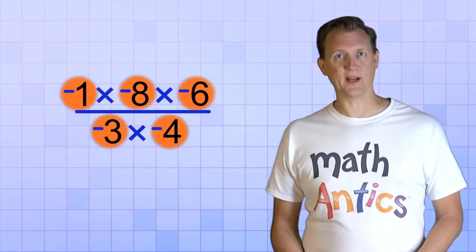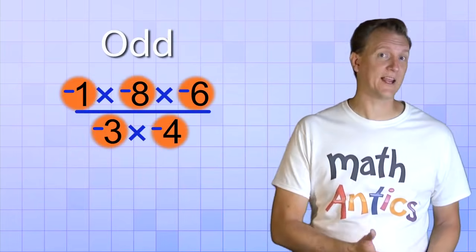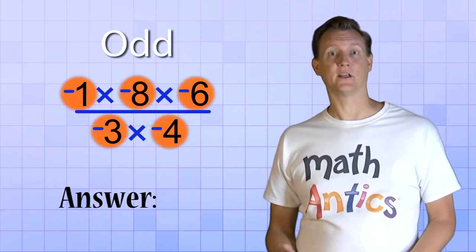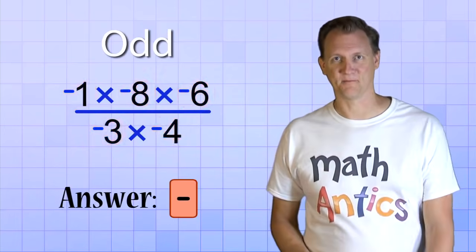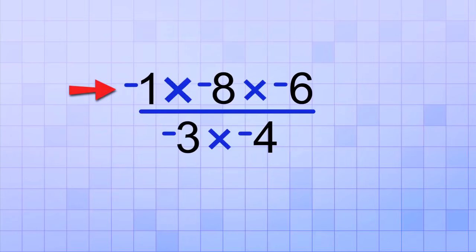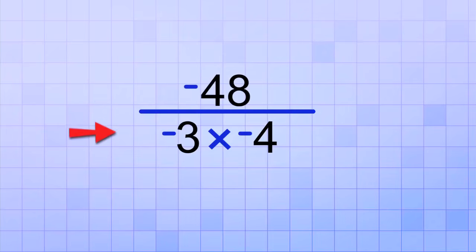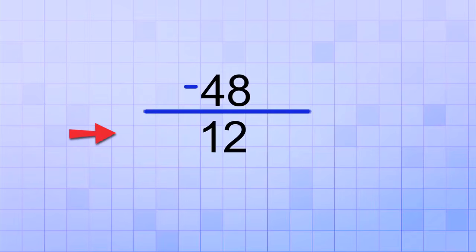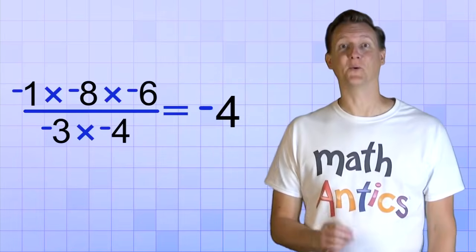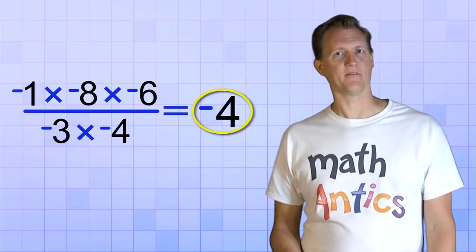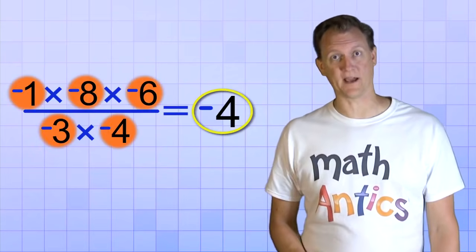All 5 of the numbers are negative, and since that's an odd number of negative factors, we know that the answer is going to be negative. Watch and see. On the top, negative 1 times negative 8 is positive 8. Positive 8 times negative 6 is negative 48. And on the bottom, we have negative 3 times negative 4, which is positive 12. And then as the final step, negative 48 divided by 12 is negative 4. So it worked. Our final answer is negative because we had an odd number of negative factors.